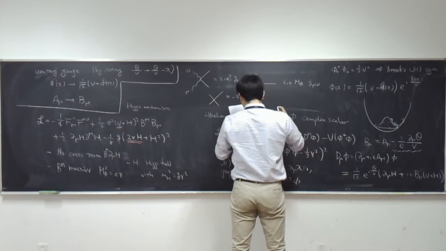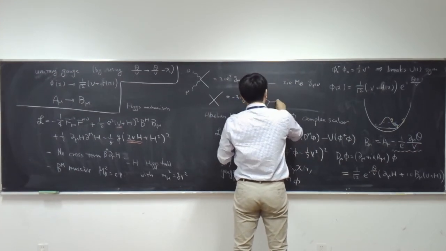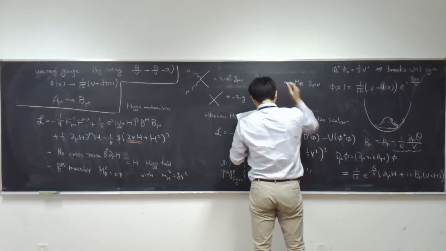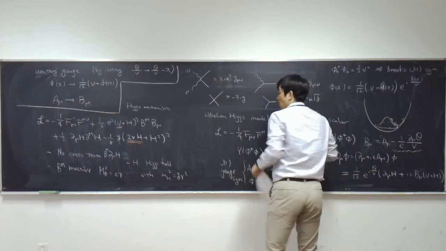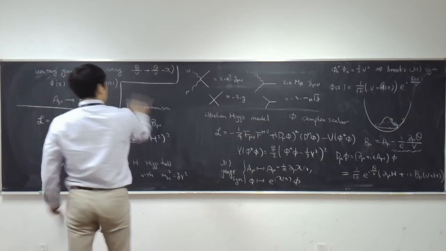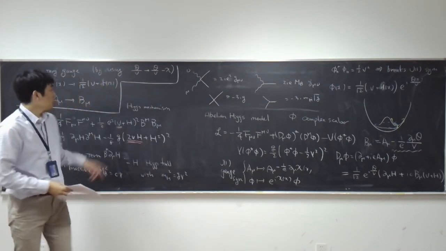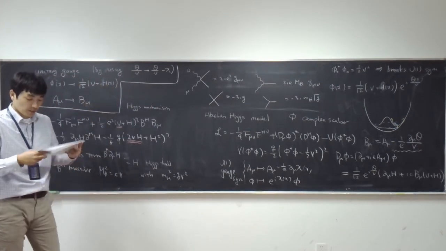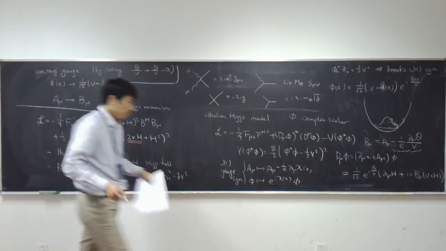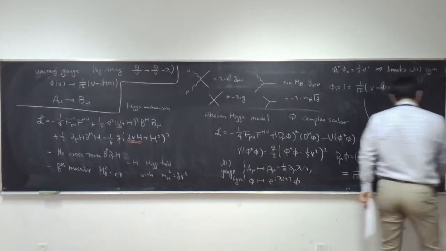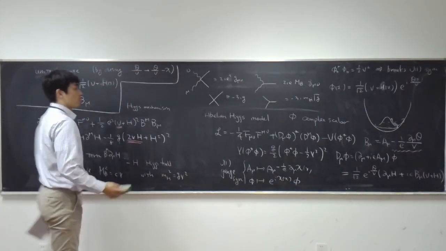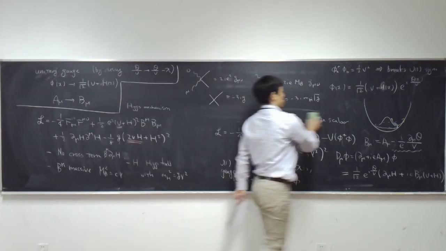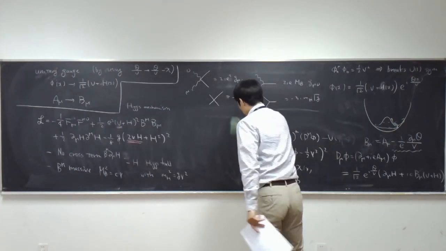Okay. And also you have the 3-point vertex, with H. So by using this Lagrangian, one can read off the Feynman rules, and H and B are really the physical degrees of freedom. Okay, so that's the reason why it's called unitary gauge.